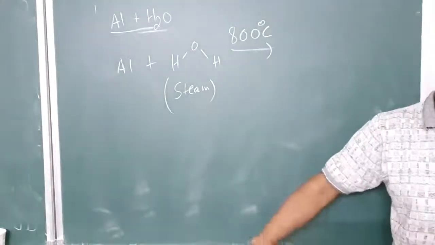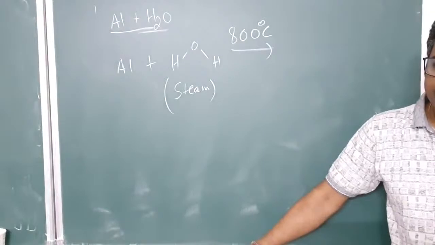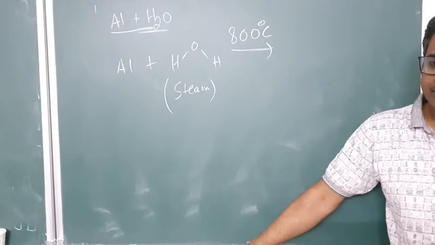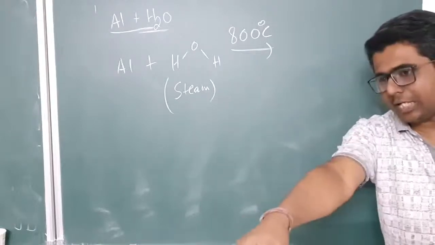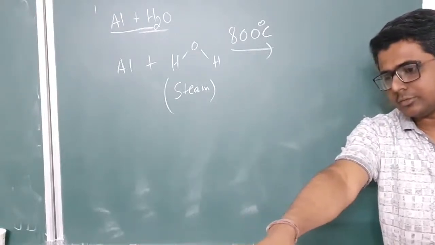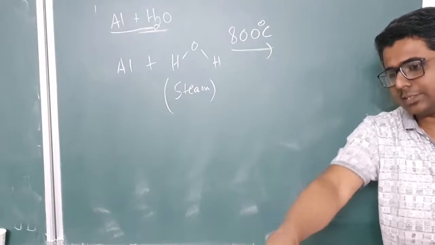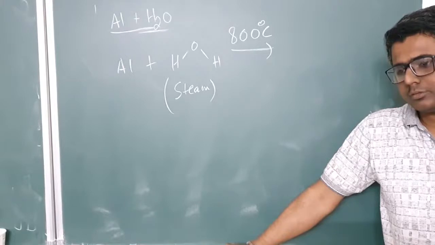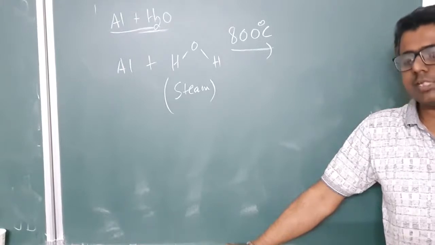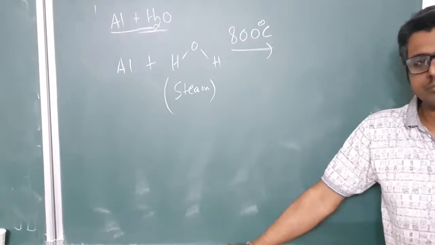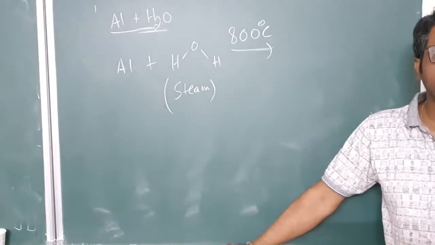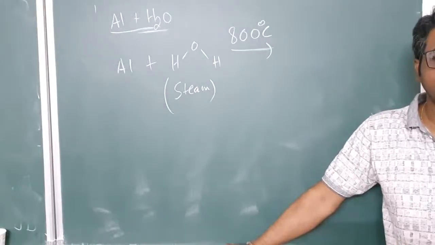Are you smarter than me, that you will say the answer directly? Did you write aluminium and oxygen side by side? Put the valencies. What is the valency of aluminium? Aluminium valency 3, oxygen. So what will be the product?